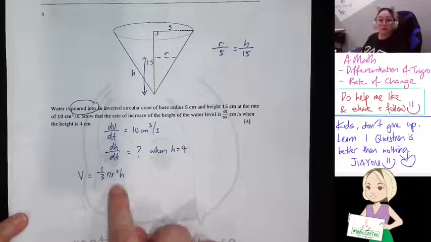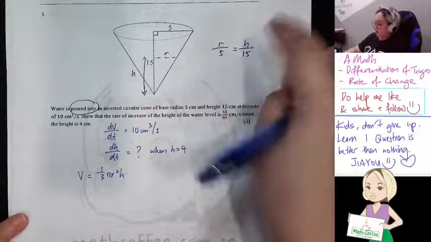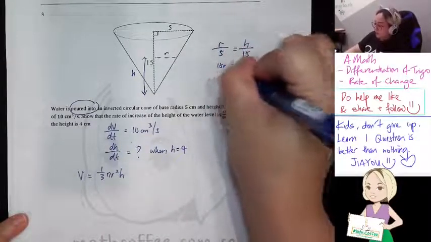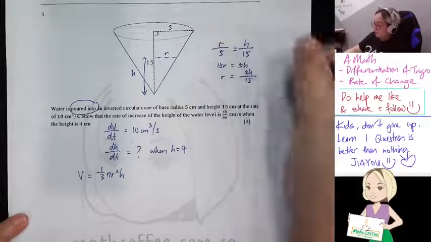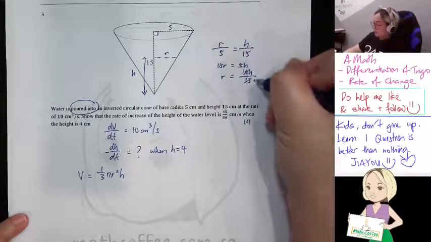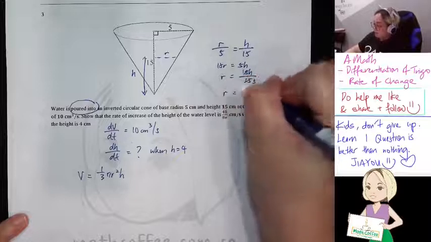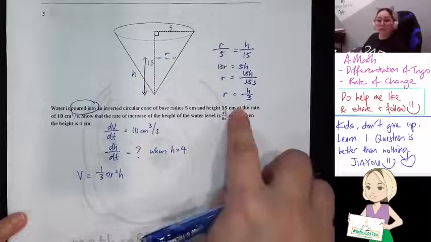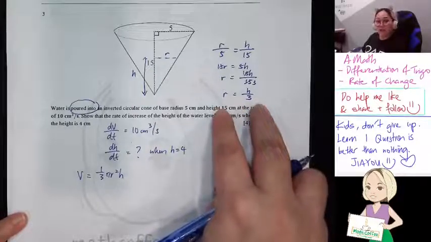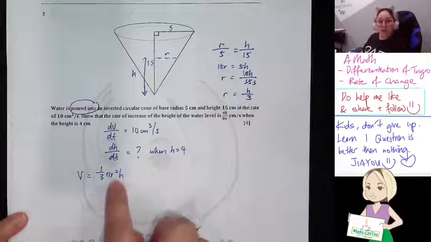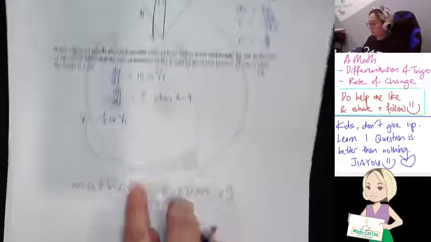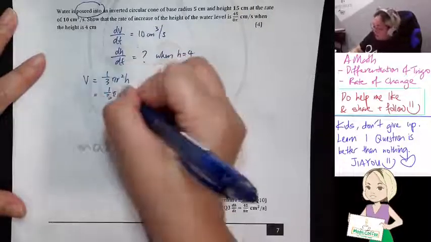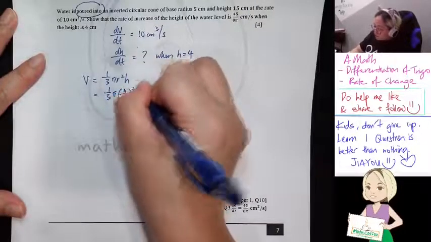Then because I want to get rid of the R, I'm going to make R the subject. Cross multiply. I have 15R equals 5H. R equals 5H divided by 15. Divide by 5, 1, divide by 5, 3. So my R equals H over 3. Now I have the formula that relates R and H, and that's how I'm going to replace the R squared to become H. So it becomes 1/3 pi, H over 3 squared, and H.